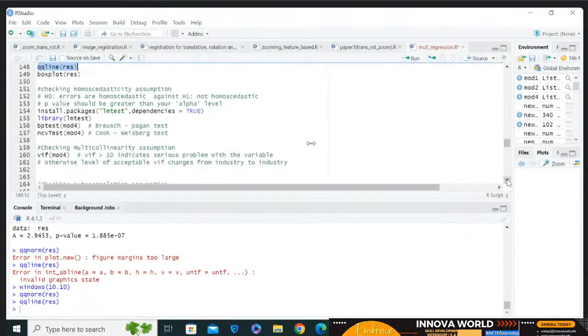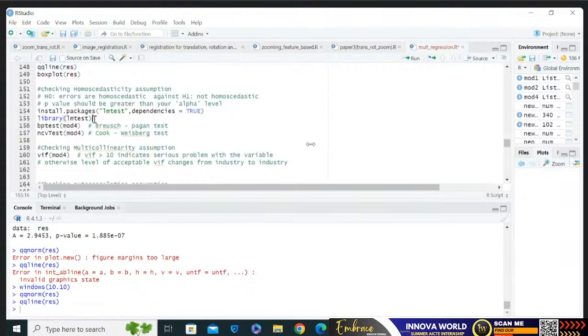Next, coming to the homoscedasticity assumption. I have already told you what homoscedasticity is and why it is important. I don't know whether I have explained it properly, but in this short period of time, this much can happen. For this there are two tests, the Breusch-Pagan test and the Cook-Weisberg test. Here we'll be running one test, the Breusch-Pagan test.